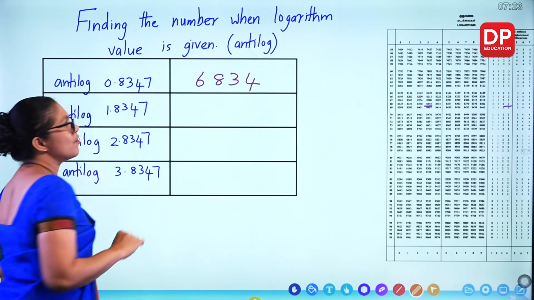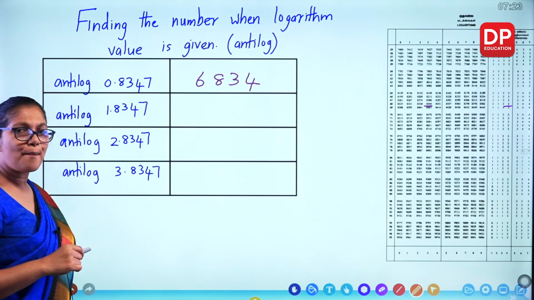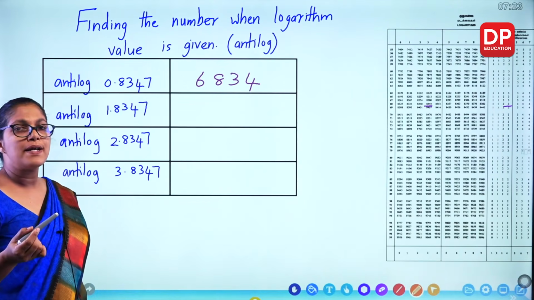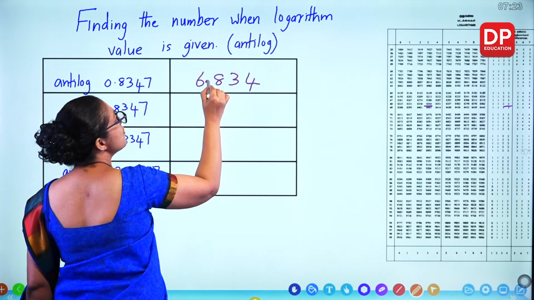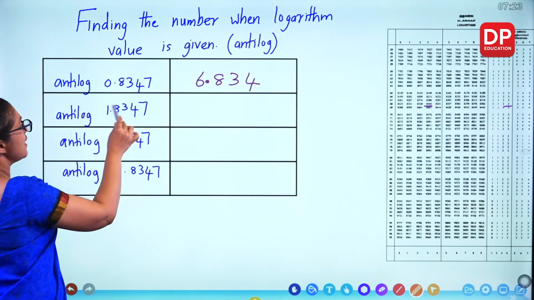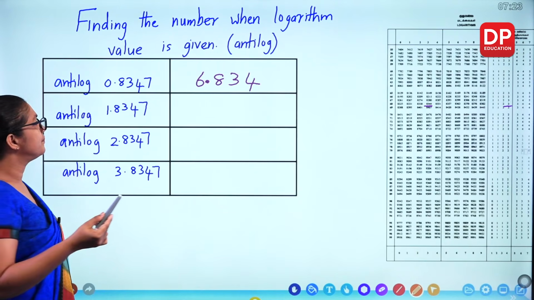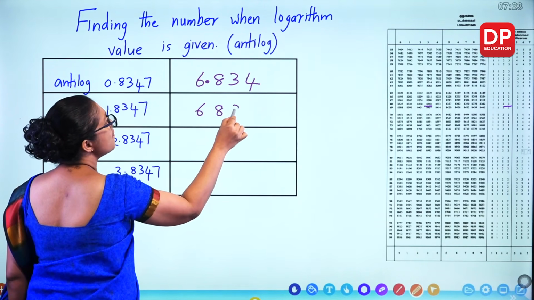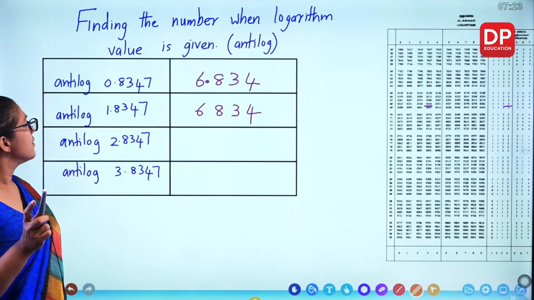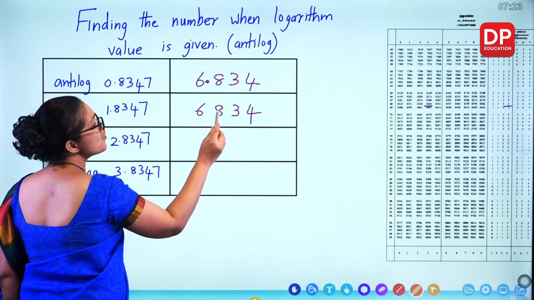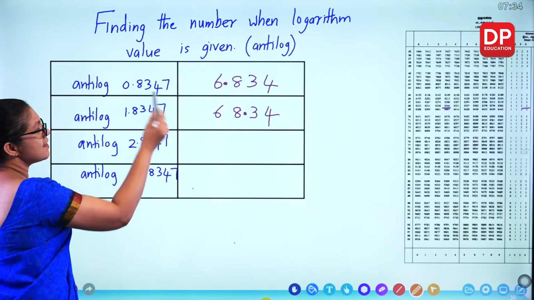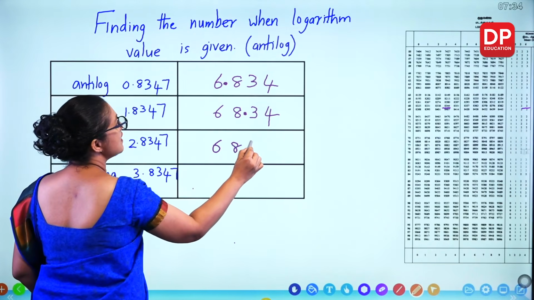Now, how can we decide the number? Look at the characteristic. 0 means that the number is less than 10. So we have to put the decimal place here: 6.834. Now, here same mantissa, you get 6834. But the characteristic is different. You get 1. That means you move 1 place to the right. The answer is 68.34.